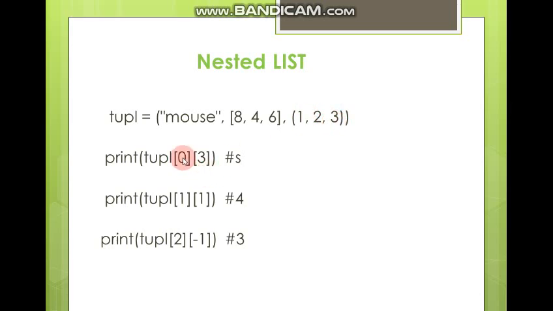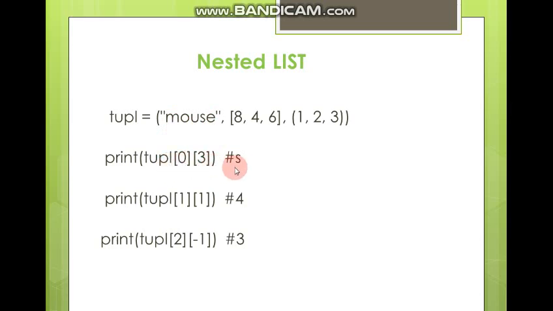So the first index 0 means we are talking about the string mouse. And in the second we are writing 3. So [0][3] means on the 0th index, that means in this string mouse, the third element, counting 0, 1, 2 and 3, means we are talking about s.